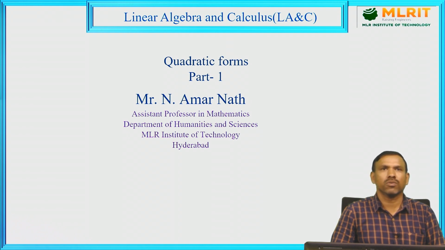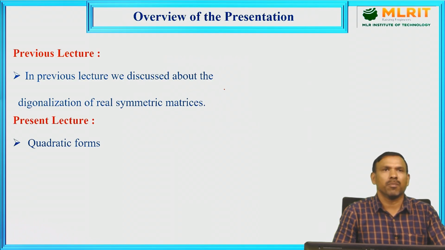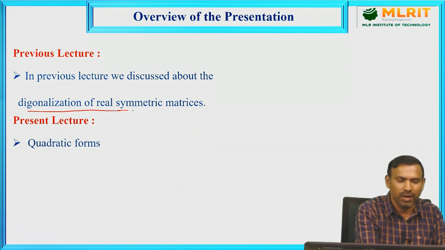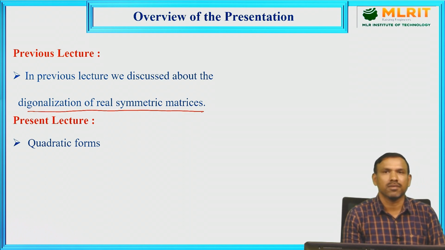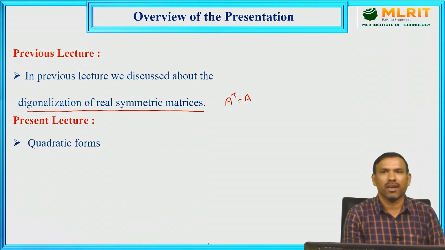Under the course Linear Algebra and Calculus, I am continuing the last topic, quadratic form, part 1. In the previous lecture, we discussed the diagonalization of real symmetric matrices. If a symmetric matrix, A transpose equal to A, is given, how to do the diagonalization; that is called diagonalization of real symmetric matrices.